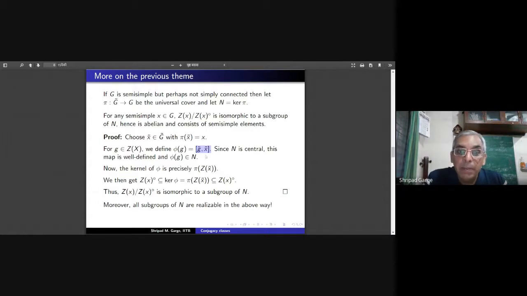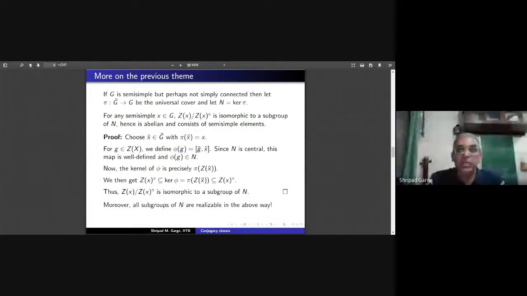Moreover, if you apply pi to the element phi G, now this phi G is in G tilde because you are taking G tilde and X tilde in G tilde and you are taking the commutator. So phi G is an element in the universal cover. But if you apply pi to that, pi being a homomorphism, the image of phi G will be the commutator of pi G tilde and pi X tilde, which is G comma X, and that is trivial because you are starting with G in the centralizer. Okay, so phi G is actually an element in capital N.